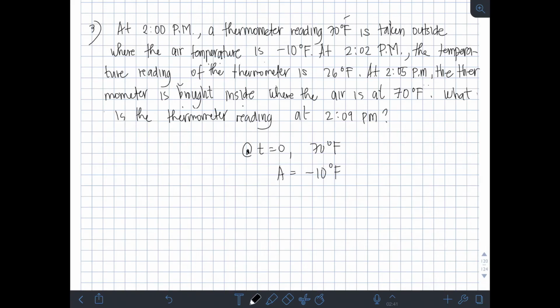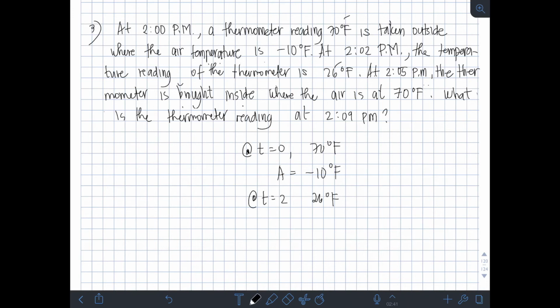So, since 2:02 p.m., 2 minutes have passed, right? So, at T equals 2, the temperature of the thermometer is 26 degrees Fahrenheit. Okay? Then at 2:05 p.m., the thermometer is brought inside, where the air is at 70 degrees Fahrenheit. So, what is the thermometer reading at 2:09 p.m.?